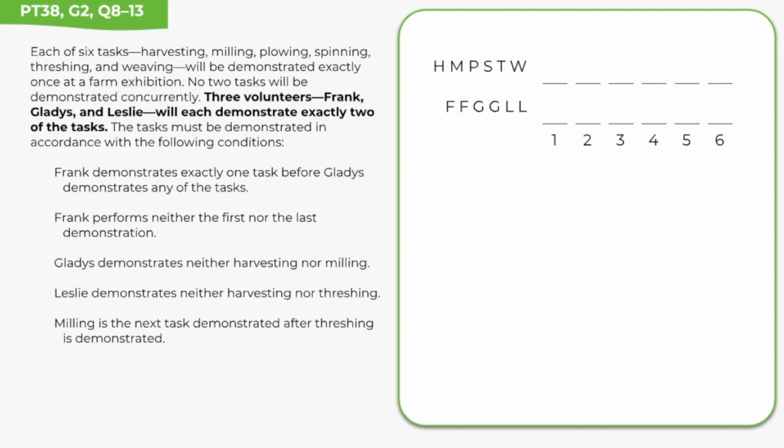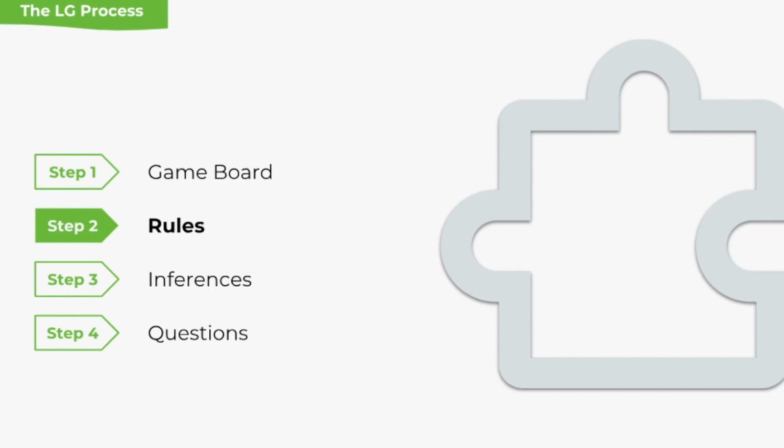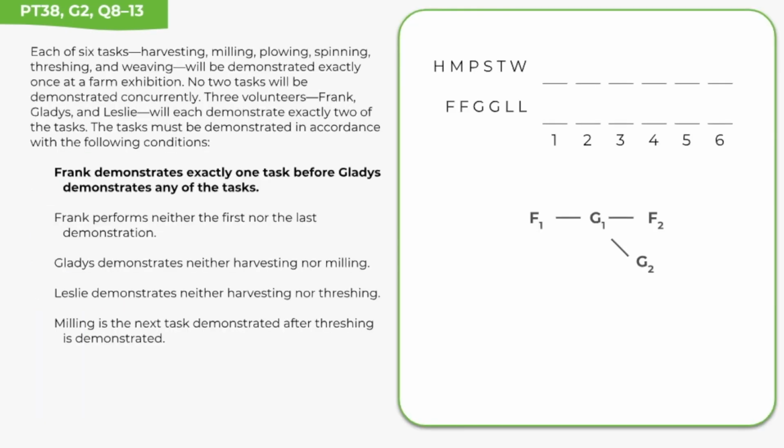So now that we have got a good game board, the next thing we need to do is notate the rules. If we look at that first rule, it's actually a pretty complicated rule. It's important to pay attention to the language here. Frank demonstrates exactly 1 task before Gladys demonstrates any of the tasks. So there is exactly 1 Frank before any of the Gladyses. And so you could map this out with Frank before the first Gladys and before the second Gladys. And obviously the second Gladys is going to be after the first Gladys.